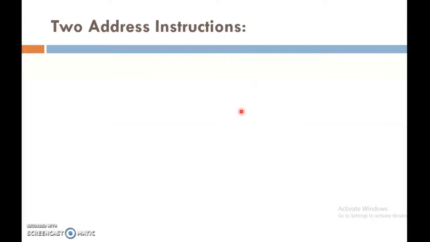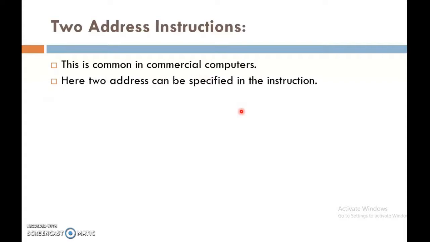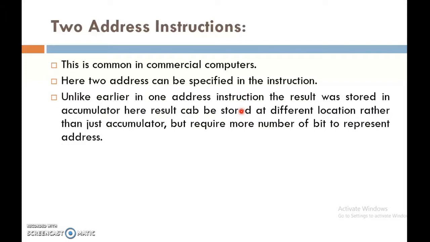Now let's see another type, that is 2 address instructions. This is very common in commercial computers. Here 2 addresses can be specified in the instruction. Unlike the 1 address instruction, where the result was stored in the accumulator, here the result can be stored at different locations rather than just the accumulator. But it requires more bits to represent the addresses.